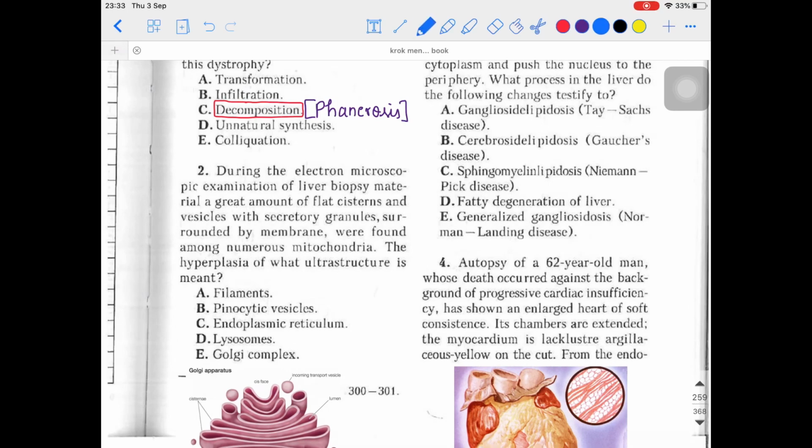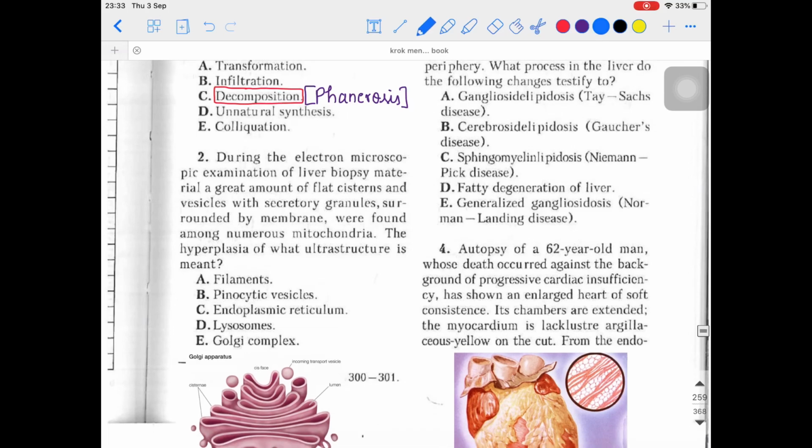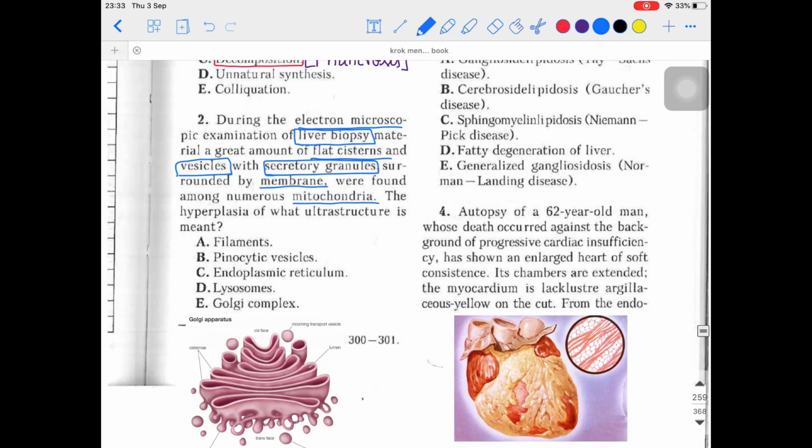examination of liver biopsy material, a great amount of flat cisterns. Okay, remember they are talking about the electron microscopy, and they are doing the biopsy of the liver. Now during the biopsy, a great amount of flat cisterns and vesicles with secretory granules, surrounded by the membrane, were found among numerous mitochondria, which is the powerhouse of the cell. The hyperplasia of what ultrastructure is meant?